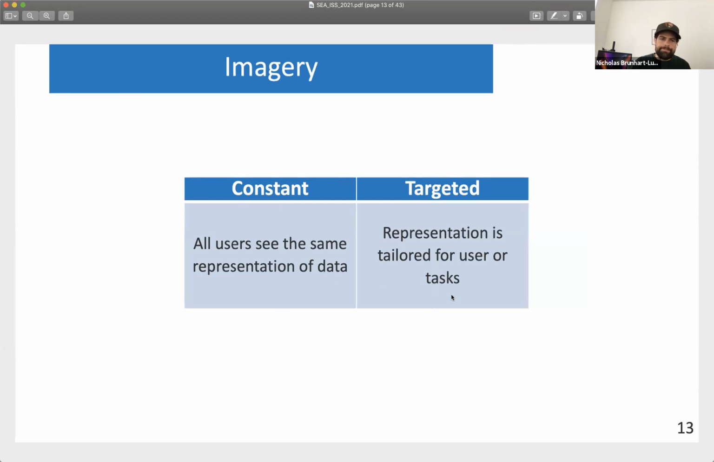Next up is imagery. We split that into constant and targeted. In constant, all users see the same representation of the data. In targeted, representation is designed for specific users or tasks. This has a bit of nuance, as there are some systems like Sage and Sage 2 that allow users to share a single desktop on a big power wall somewhere. We would consider that to be constant imagery.